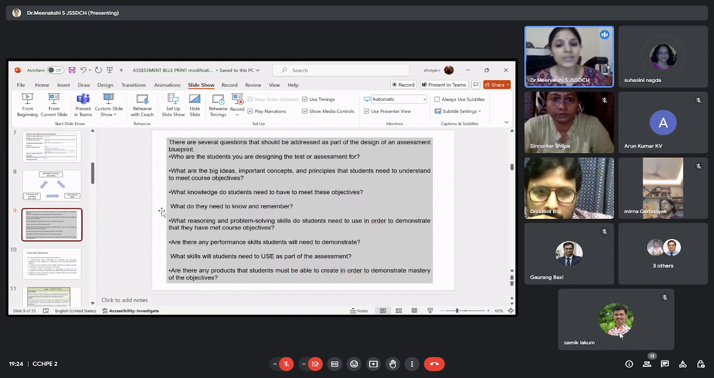Are there any performance skills the student needs to demonstrate? If it is higher order skills which the student needs to demonstrate, what skills will the student need to use as part of the assessment? If it is OSPE and OSCE, will they need to demonstrate? Are there any products that students must be able to create in order to demonstrate mastery of objectives? These are the set of questions which we need to keep in mind whenever we are formulating an assessment blueprint.